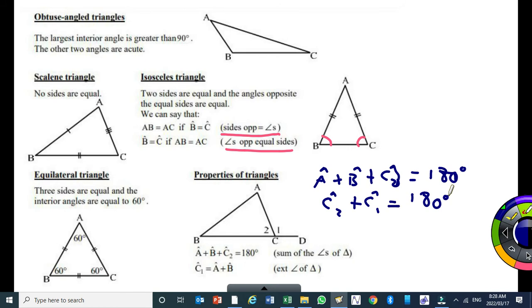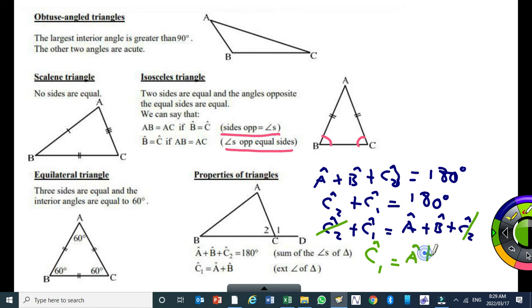So we can equate the left-hand side and write it as C2 plus C1 is equal to A plus B plus C2. Do you see that we have got C2 on both sides? So if I take a C2 from either side, the C2 disappears. So this C2 and that one cancel. You will be left with C1 being equal to angle A plus angle B. So this angle here, C1, is equal to angle A plus angle B.